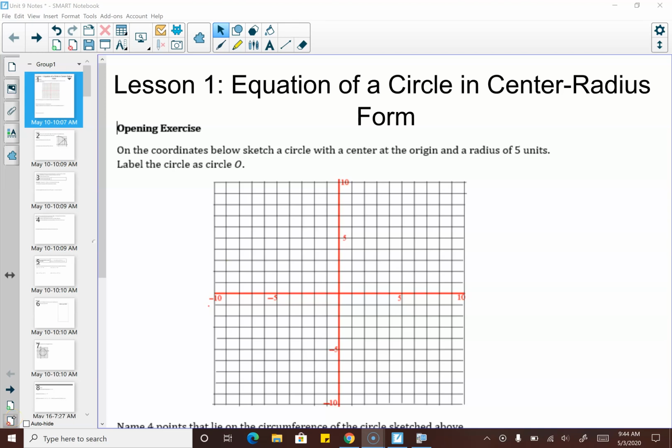In Unit 9, we're going to talk about circles. In our first lesson, we want to talk about the equation of a circle in center radius form. So there's going to be two ways that we define circles, and center radius form is probably the easiest one, so that's the one we're going to do first.